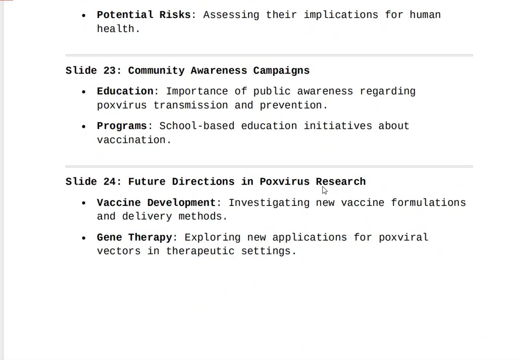Community awareness campaigns, so people should be made aware of how to prevent the transmission and how to prevent infections. So maybe one of the ways to deliver this information is by school-based education.